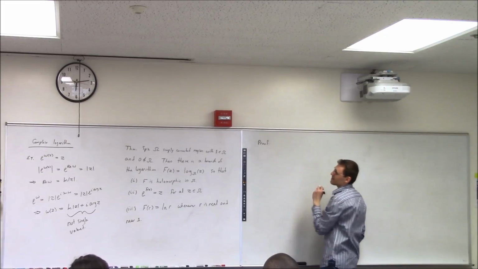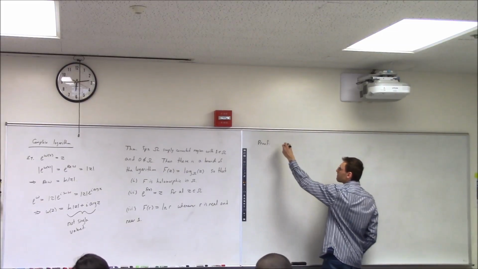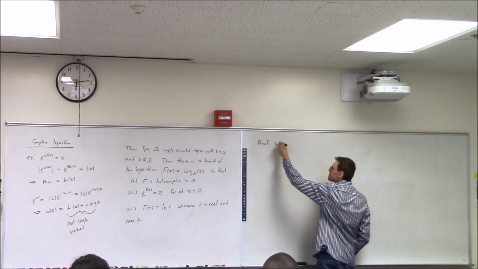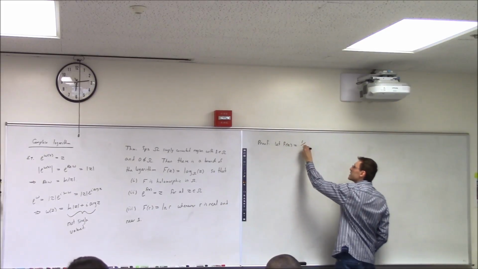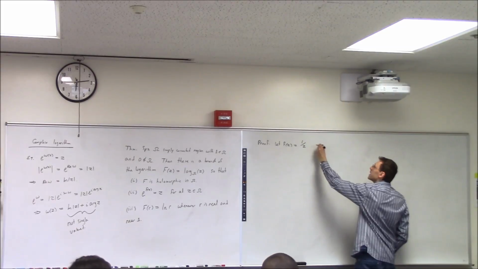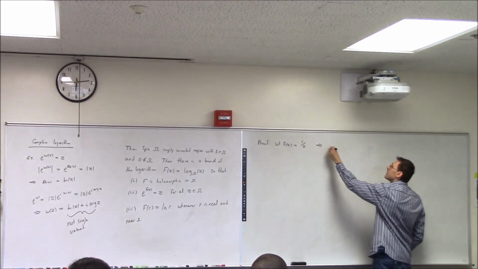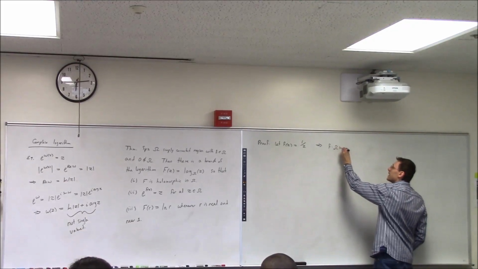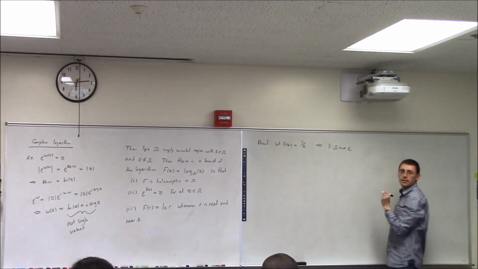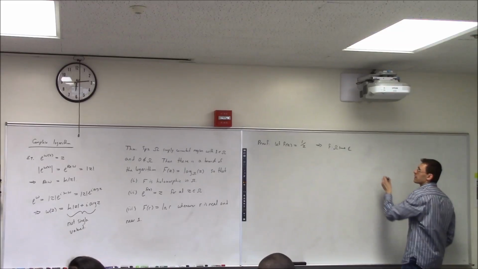So what we do is we say let f of z be equal to 1 over z, which implies that f, from omega to C, is holomorphic.